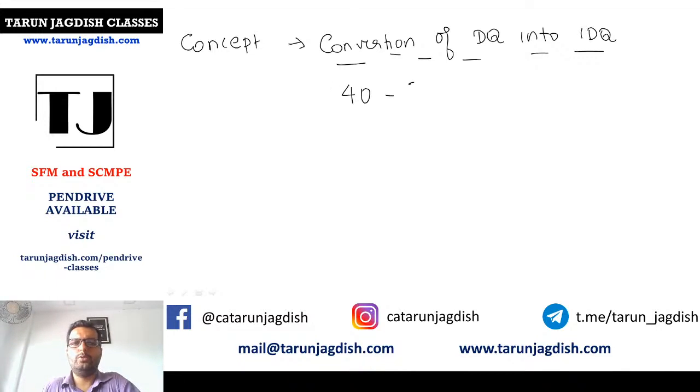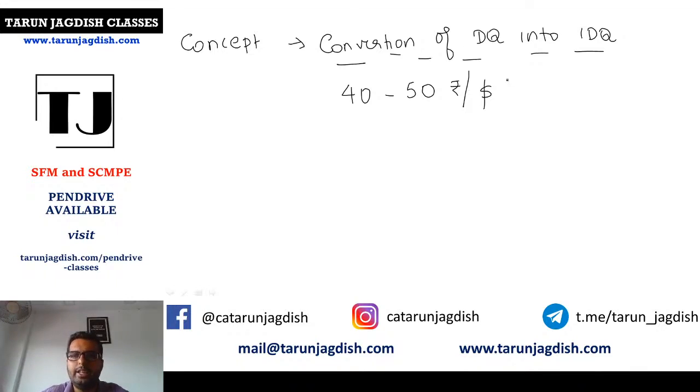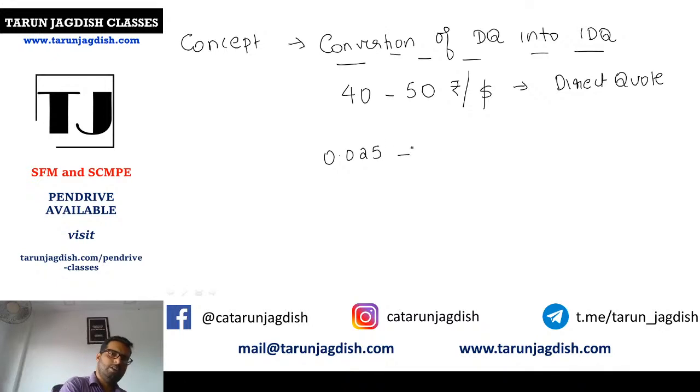Now, friends, I told you 40-50 rupees per dollar is okay. So the updation is pending, is it? If I am in India, this is what I call the direct quote. How do I convert this into an indirect quote? I will do 1 divided by the direct quote. So what is 1 divided by 40? You will get the answer as 0.025 dollar per rupee. What is 1 divided by 50? 0.02 dollar per rupee. Now tell me, is this quote correct or incorrect?